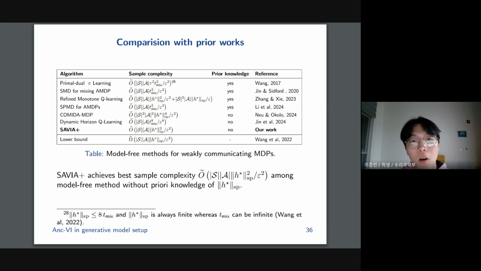And as we have done until now, by applying the anchoring mechanism, we obtain some interesting results. First, we suggest a new novel framework, which is Sabia Plus, and we show that Sabia Plus achieves the best sample complexity among those model-free methods without prior knowledge of the span semi-norm of h star. You can easily check that by comparing the sample complexity in this table.